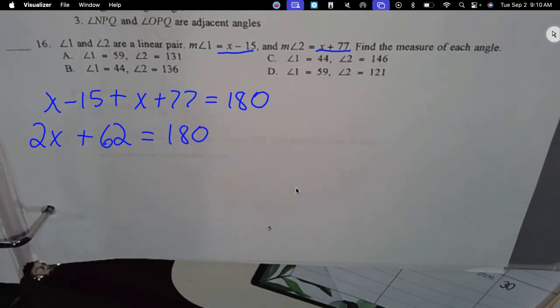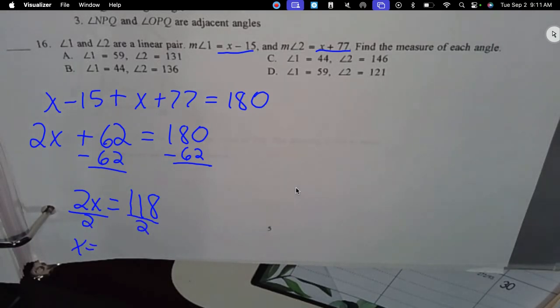So then what do we do? Now we're back to algebra. We solve for x, right? Subtract the 62. So 2x equals, what is 180 minus 62? 118. Divide by 2. And what do we get? 59 is x. Is that what it asked me for, was x?